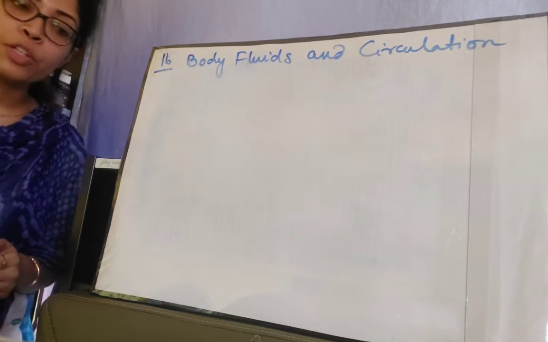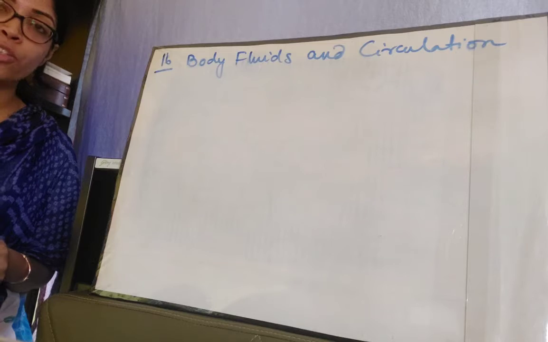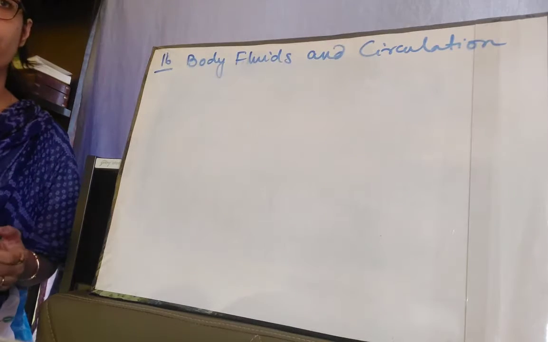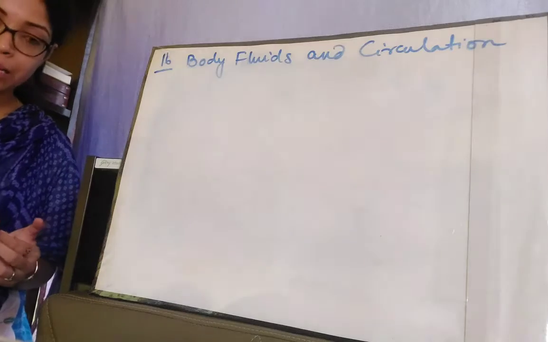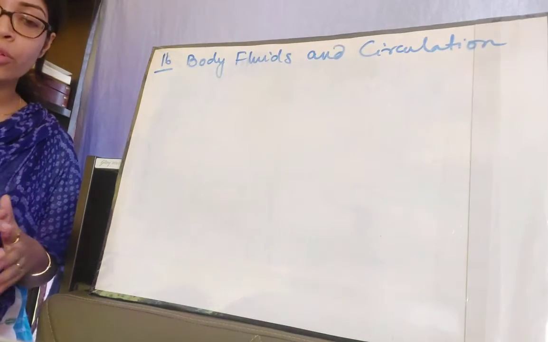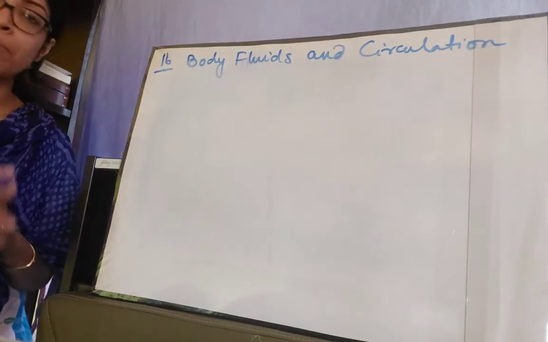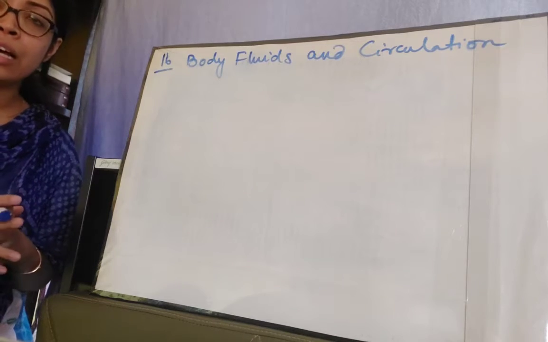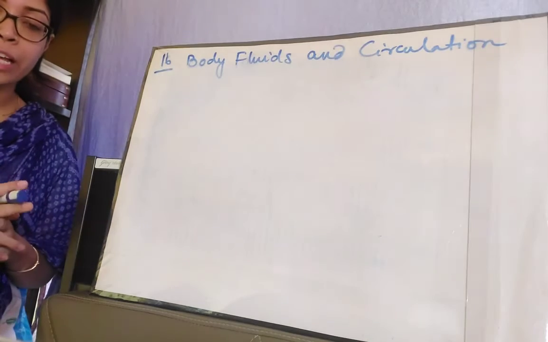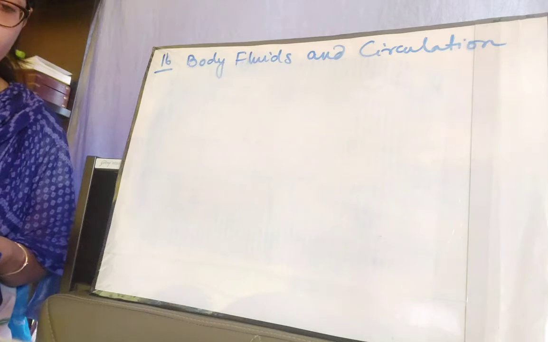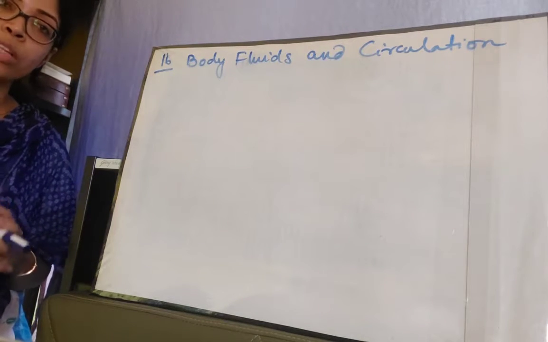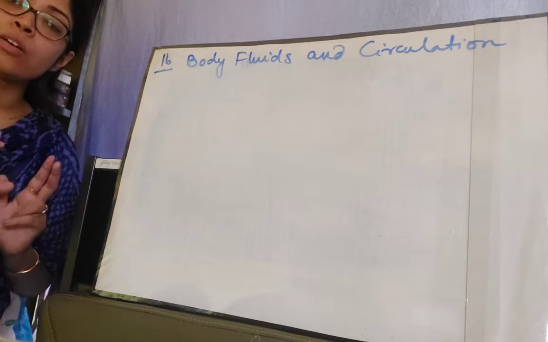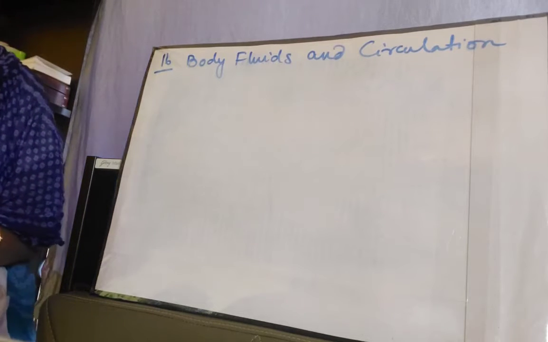In my previous two videos I have discussed the composition of blood. You all know that blood mainly consists of plasma and blood cells. I have given you the overall idea already, and then I said that I will discuss all the components, especially all the blood corpuscles, in detail.